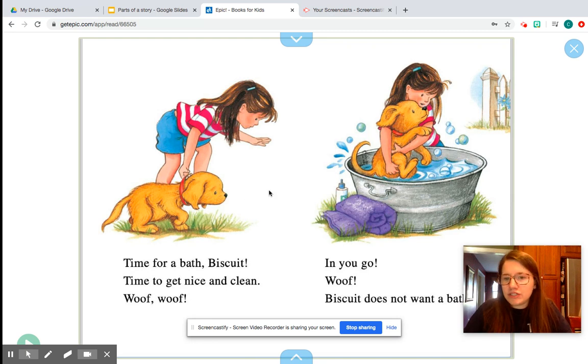But in this book, as I'm just flipping through, I see there's a little girl and her dog Biscuit. So if Miss H asks you, who are the characters in this story, Bath Time for Biscuit? I'm able to say a little girl and her dog Biscuit, because that's what I see in the pictures of who is actually in the story and doing the story that the text is telling. But also when I read, I see the word Biscuit. And I know that the book is about Biscuit. Biscuit is who the book is about.